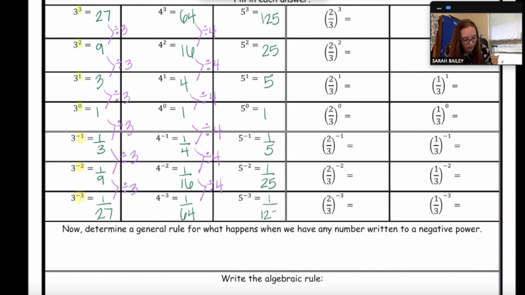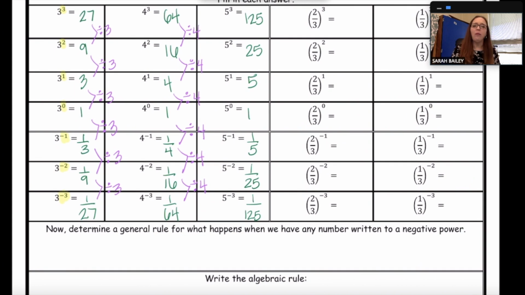1/125. So all we've got to do is look at the previous. If I were doing 5 to the negative 4th power, I could find what 5 to the 4th power is and then take its reciprocal. Now let's look at the next section.